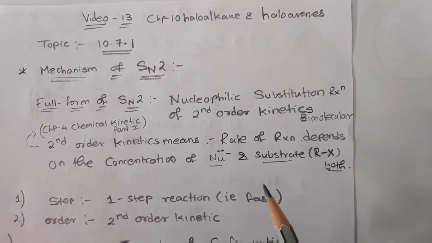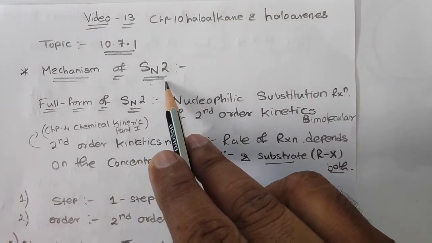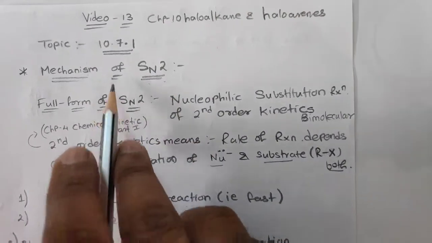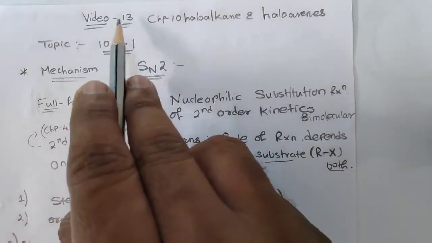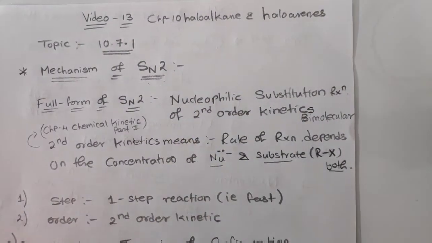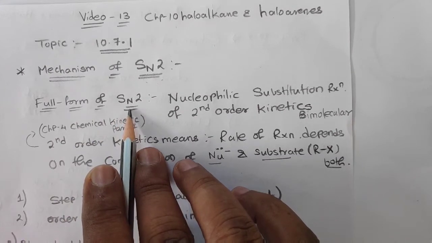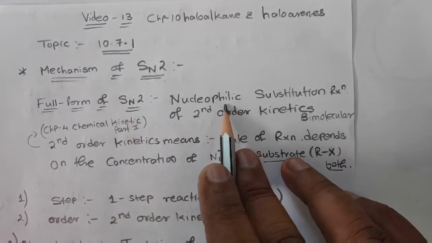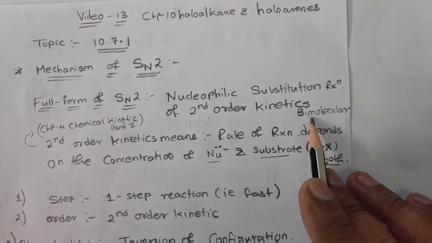Today we are going to discuss the mechanism of the SN2 reaction. This is topic 10.7.1, video number 13, chapter 10, Haloalkanes and Haloarenes. What is the full form of SN2? It is nucleophilic substitution reaction of second order kinetics, bimolecular.